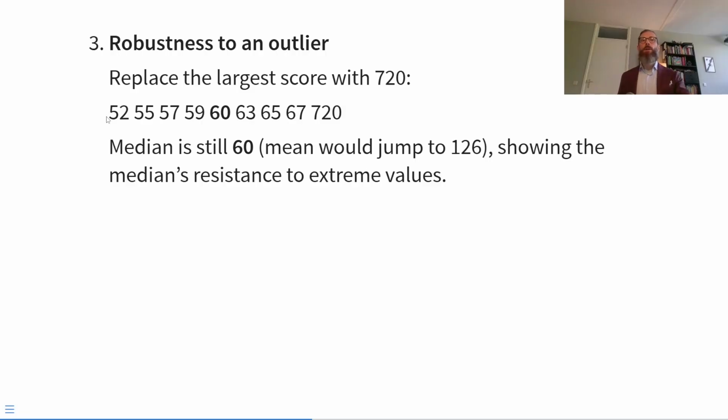As I promised, the median is more robust to outliers than the mean. Let's examine this by adding a single outlier. So you see that all of these values are in the range of about 52 to 67. And now we add a score that's much larger, 720. But the median remains unchanged, it's still 60. If we calculated the mean for this sample, it would jump to 126. Notice how incredibly sensitive the mean can be to outliers.